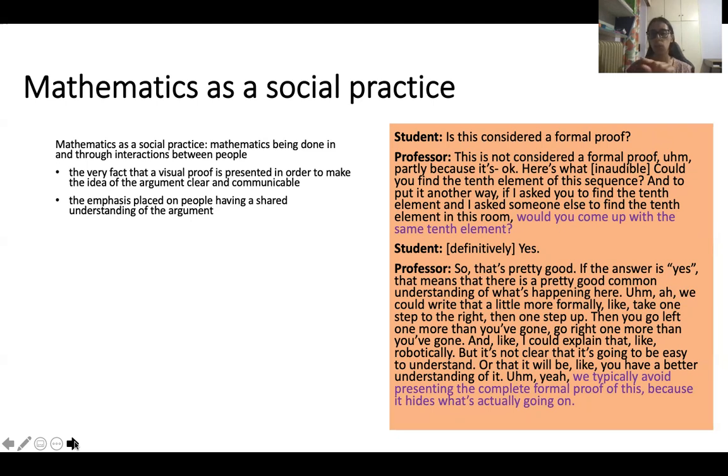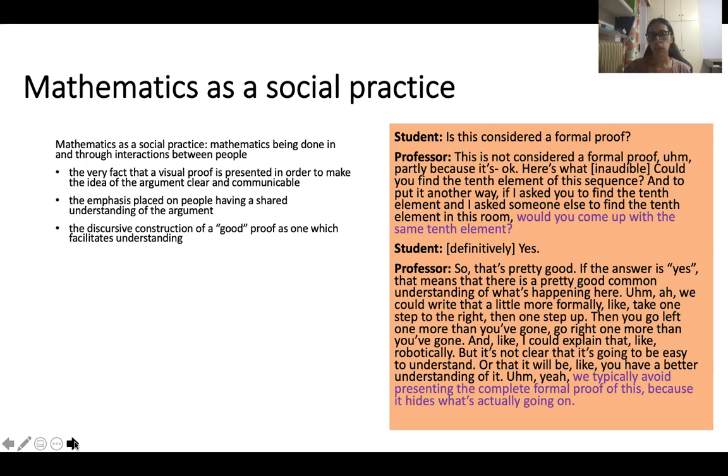So if you focus your attention on the first purple sentence, the professor asks the student if he asked 2 people to find the 10th element of the sequence, whether they would come up with the same 10th element. So the idea of the shared understanding is important here.